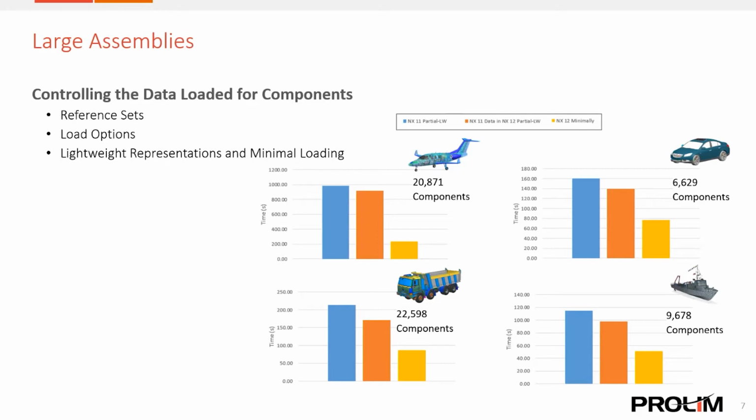Now, moving into our second section, we're going to be taking a look at commands that help us control the data loaded for our components. And the main goal of these commands is to reduce the weight of our assembly, make it as lightweight as possible, just to make it load faster, run faster, and generally bog down our system less. For these commands, we're going to be looking at reference sets, which we've covered already a little bit with the simplified versus the model-based reference set, load options, and then we're going to go a little bit more into detail on lightweight representations and minimal loading and what those are.